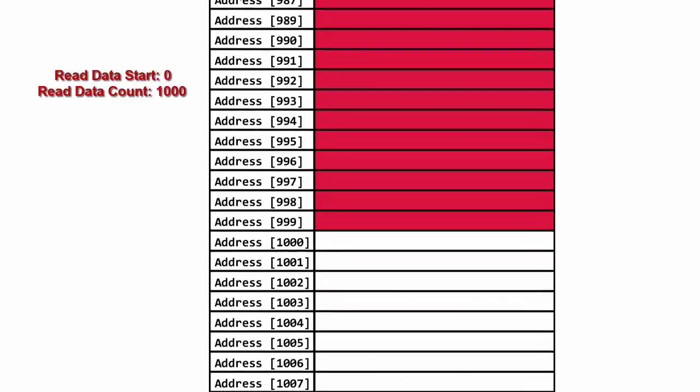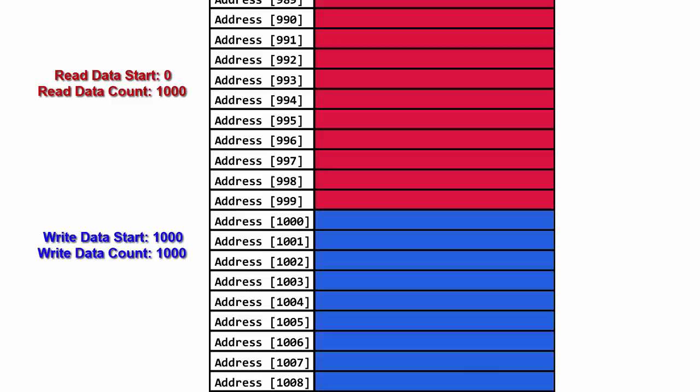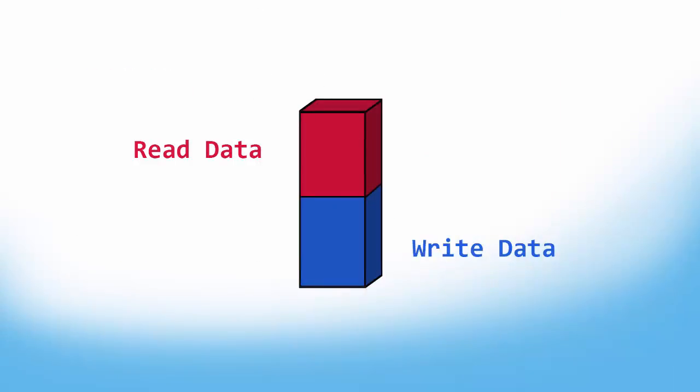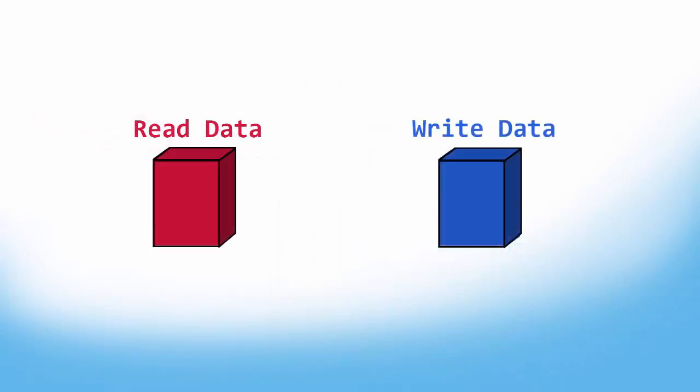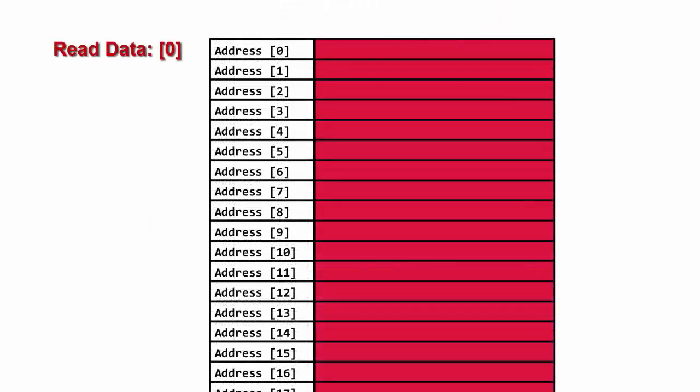If the read data start is set to register 0 and read count is set to 1000, then the write data start cannot be set to anything lower than 1000, or there would be an overlap. When creating commands, the two sections are treated as separate databases, with write commands starting at address 0 in the write data section and read commands starting at address 0 in the read data section.